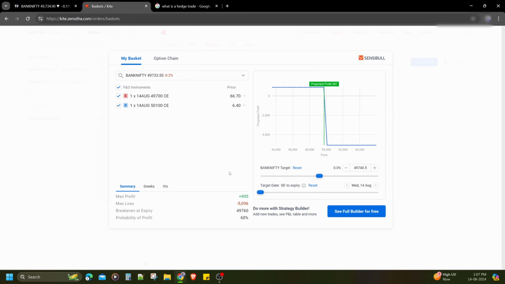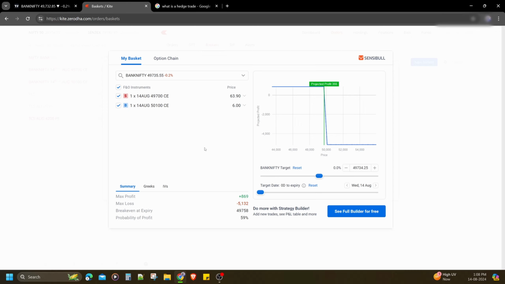So this way my required capital is coming around 20,000 instead of 1 lakh. That means I'm saving the required capital by like 4 times. I'm reducing it to only 20% of the capital I'd be spending, and my loss is also coming down to 5,000 instead of unlimited. Okay, so this way you can protect against unlimited loss by using a hedge trade.